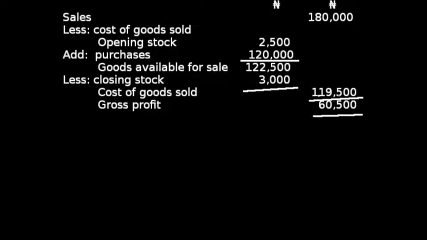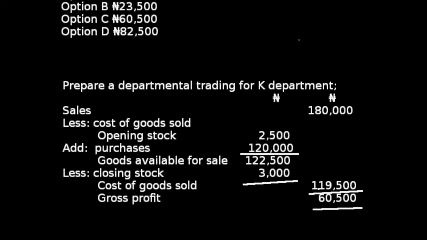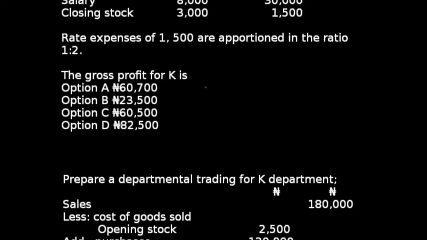And so that is our actual cost incurred to make sales. Now if we minus this cost of 119,500 from our actual sales, which is 180,000, we are going to have a balancing figure which is 60,500, and that is called our gross profit. So sales minus cost gives us gross profit, and gross profit here is an initial profit. Now looking at the options, where do we find 60,500? That's option C.